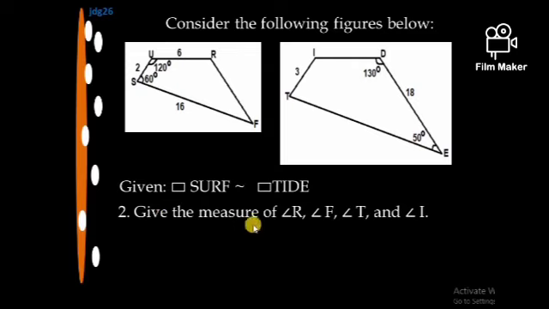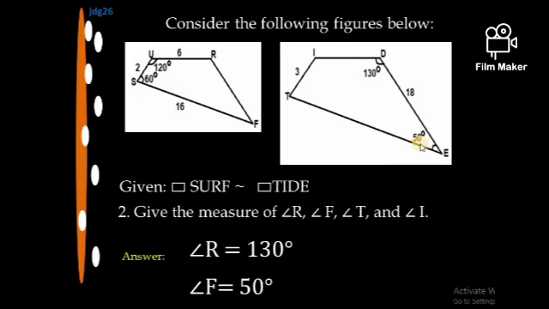Number 2. Give the measure of angle R, angle F, angle T, and angle I. Unahin natin si angle R. Si angle R ay nandito sa part na to. Ang corresponding angle ni angle R ay si angle D. Since they are congruent, therefore, angle R is also 130 degrees. Next, si angle F. Si angle F, nandito siya sa part na to. Ang corresponding angle ni angle F ay si angle E. Therefore, angle F is also 50 degrees.